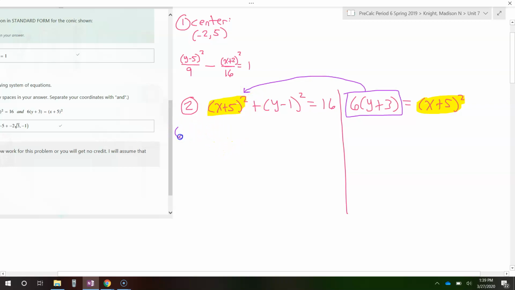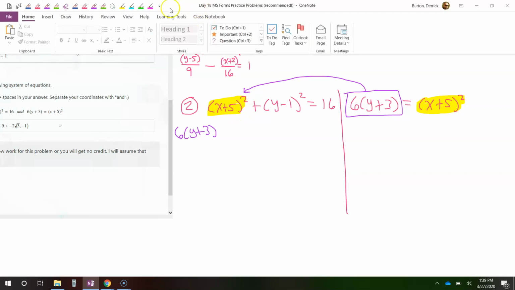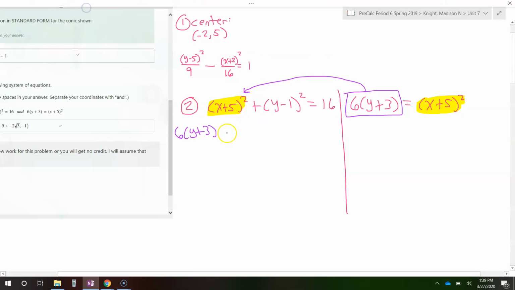So I can take this and substitute it for x plus 5 squared in the other problem. So that's why I'm going to have 6y plus 3, okay, not squared. So I put that in instead of x plus 5 squared because they are equal. Then I'll just bring down the rest of the problem. Plus y minus 1 squared is equal to 16. At this point, I have all y's, so I should be able to solve this.